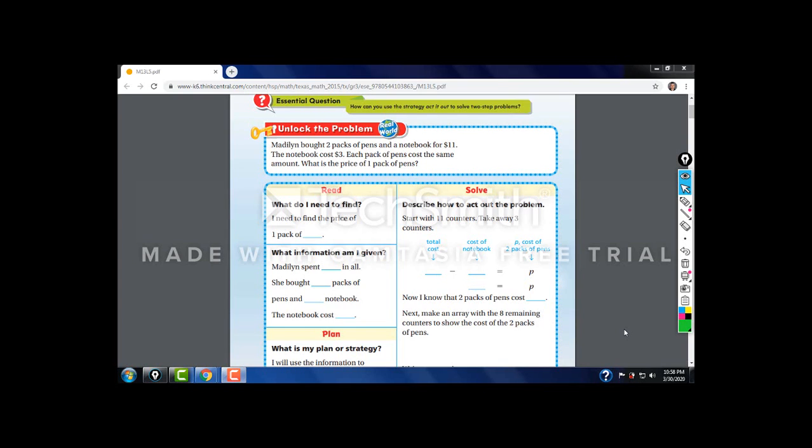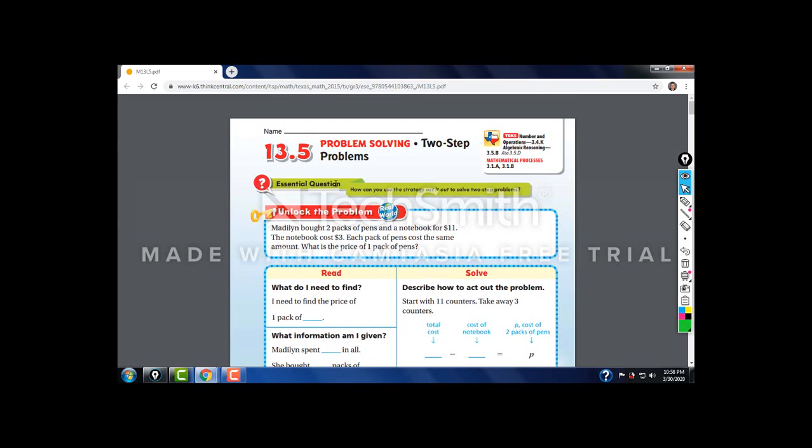Well, hello everyone. Again, this is Mr. Lopez walking you through your next assignment for math, and we are looking at 13.5 problem solving, two-step problems, and we're going to use some strategies to help you act it out to solve the two-step problems.